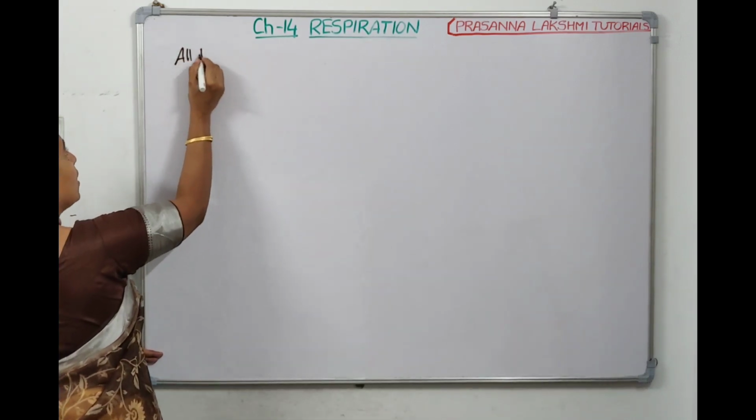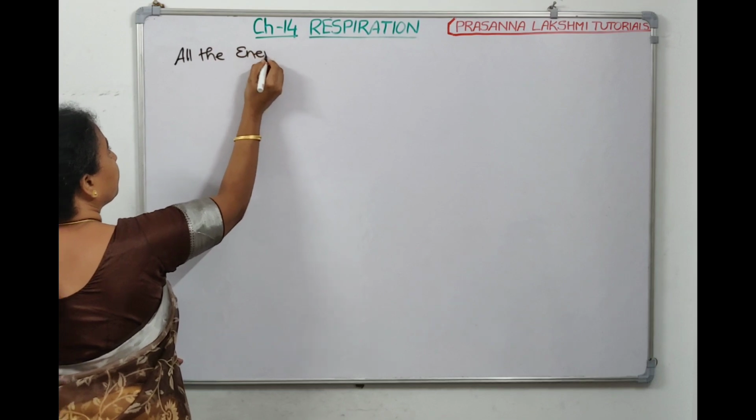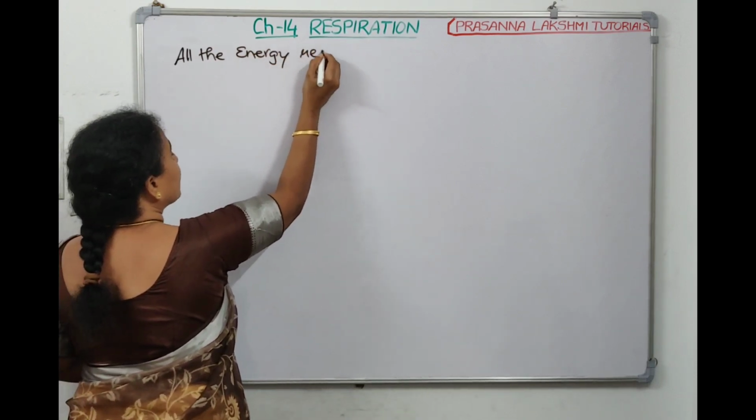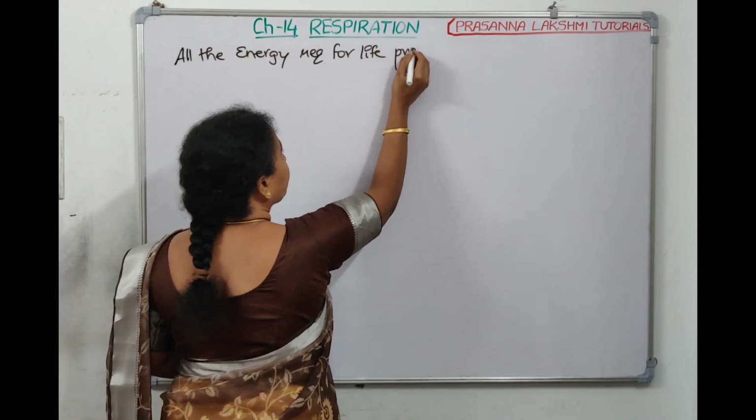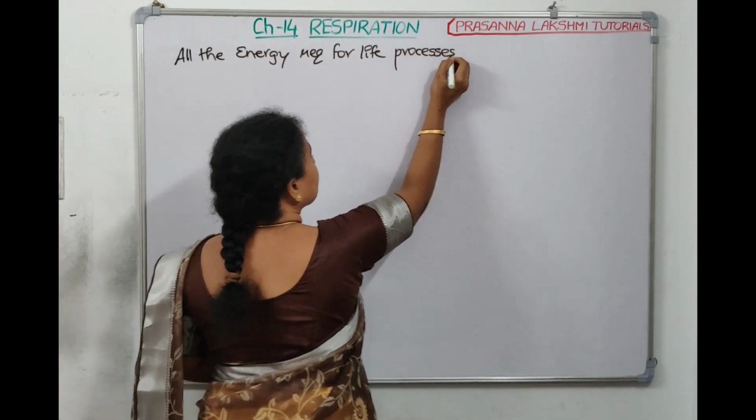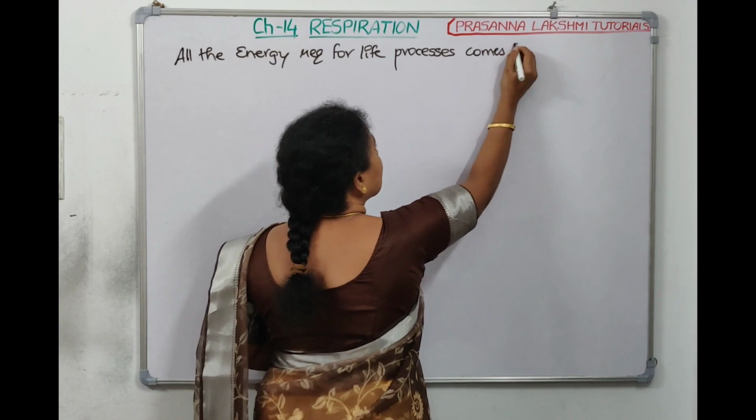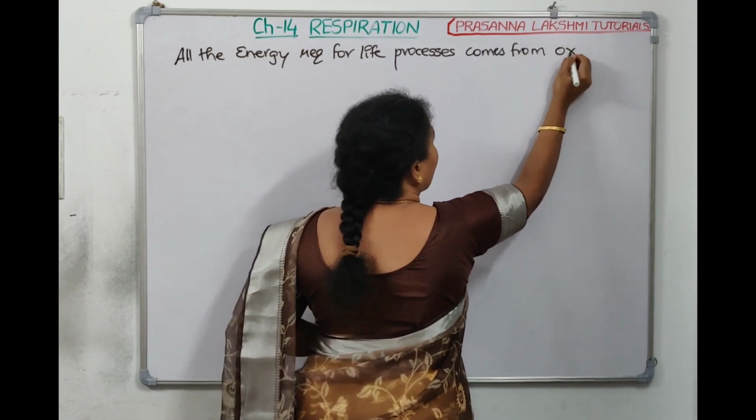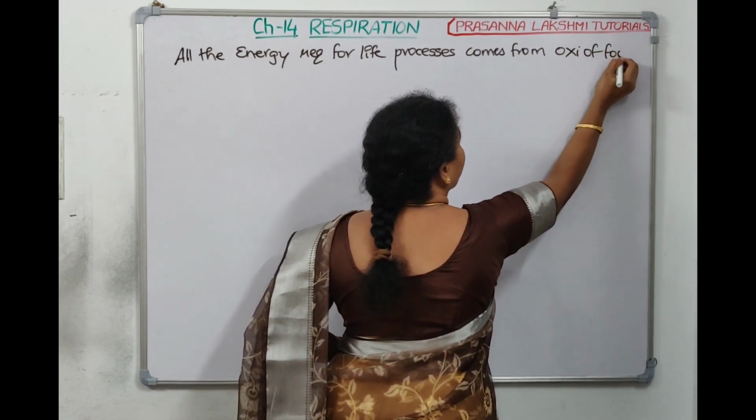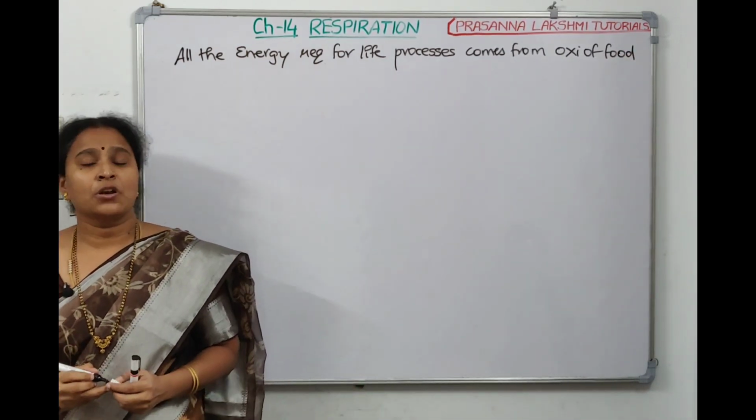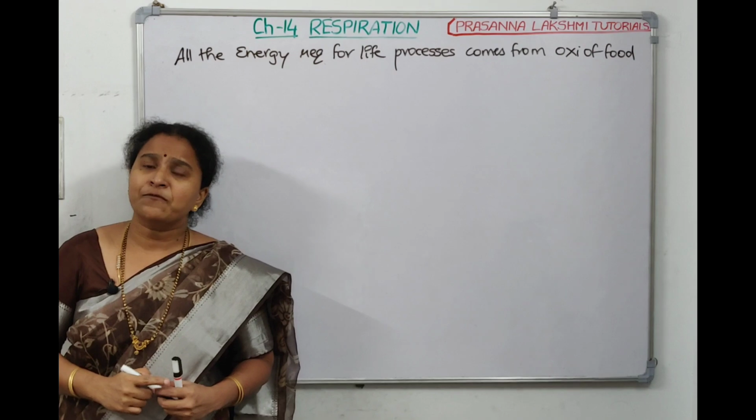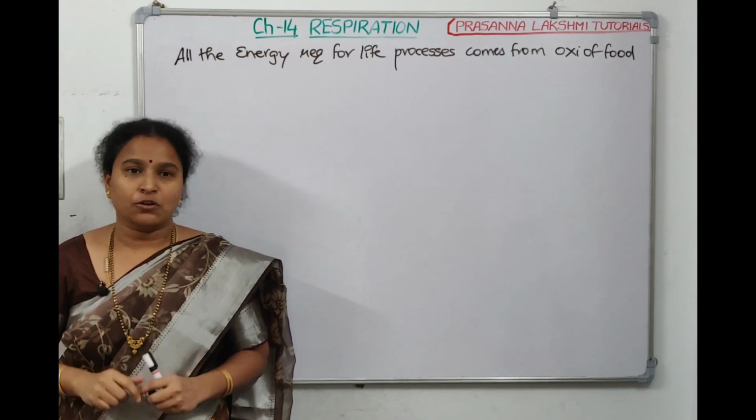So all the energy required for life processes, right? From where does it come? It comes from oxidation of food. Breaking the food in the presence of oxygen is called oxidation. All the energy which is required for life comes by breakage of the food.